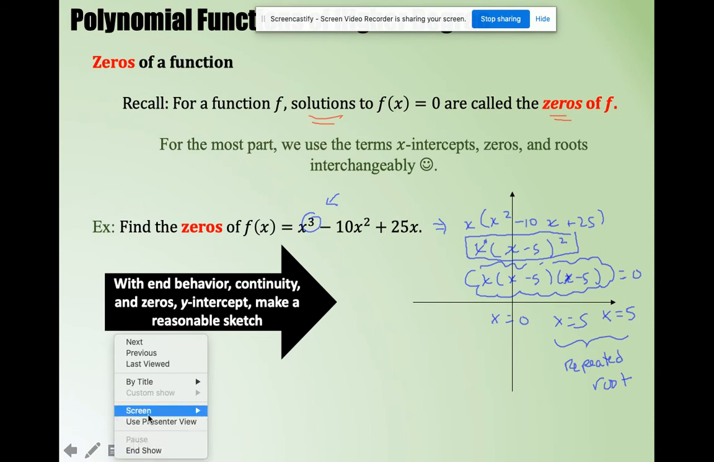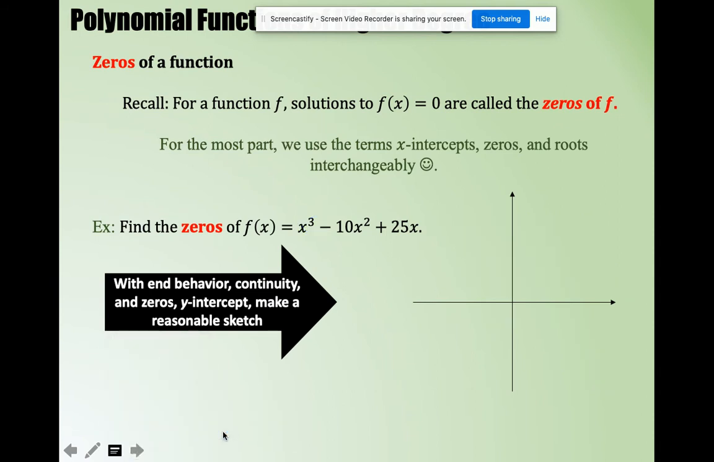So, with the knowledge I can get without a calculator, if you combine end behavior, the fact that all polynomials are continuous, the zeros and the y-intercept, I can make a reasonable sketch. It doesn't need to be crazy, but I can make a reasonable sketch of this graph, right? I know this graph has to hit the x-axis at 0 and at 5, but with a repeated root. I also know that since the degree is odd and my leading coefficient is positive, my ends have to look like that. A y-intercept just means plugging in 0 for x, and I got 0 cubed minus 10 times 0 squared plus 25 times 0, I got 0. So my y-intercept is also 0.